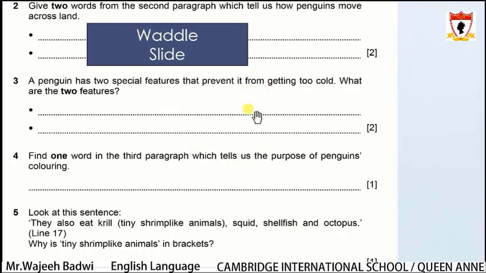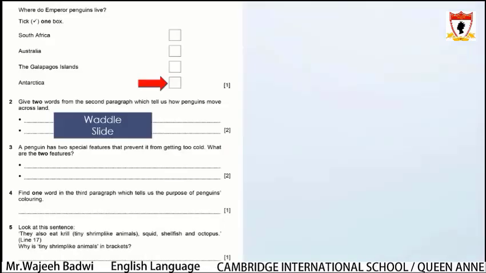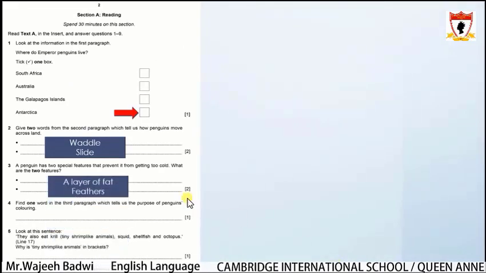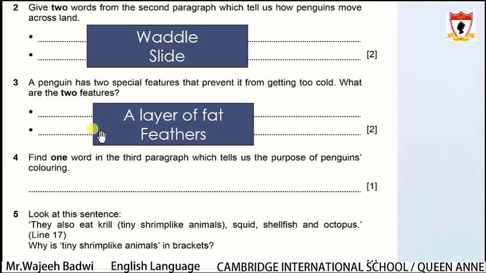Go back again and read the paragraph, okay? Read the text, search for the word that talks about how penguins save their lives in cold areas. Well, yes, they have a layer of fat and also they have feathers. So the feathers and the fat keep them warm, okay, and save them from cold.